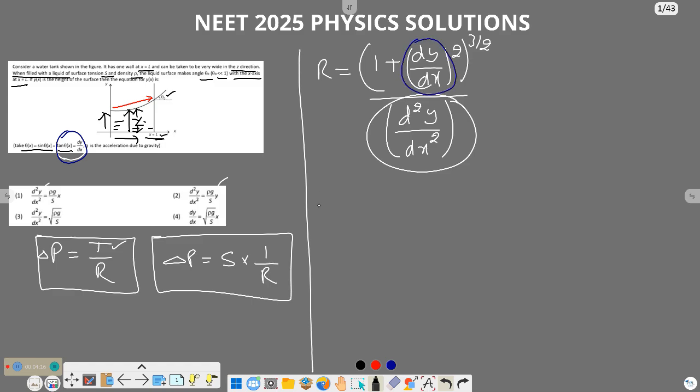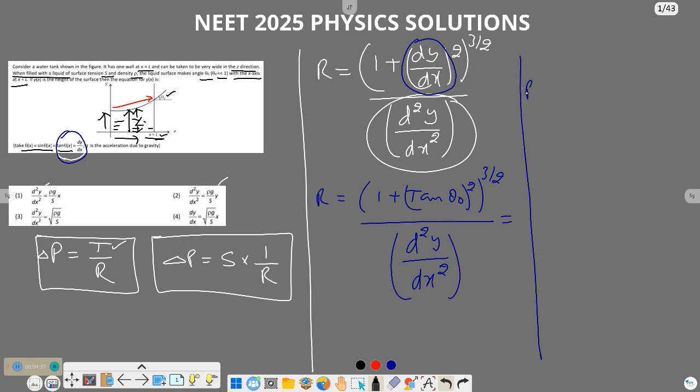If you replace this with tan theta, the radius of curvature r is equal to (1 plus tan theta naught) whole squared, whole power 3 by 2, divided by d square y by dx square. If you solve this, the radius of curvature r equals (1 plus theta naught squared) whole power 3 by 2 by d square y by dx square. Theta naught value is very less than 1, so you can take it almost as 0. Then it is 1 plus 0, whole power 3 by 2, by d square y by dx square.